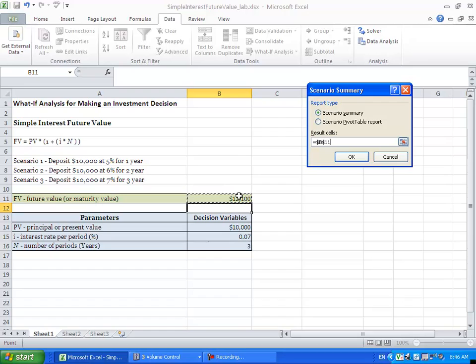This is extremely important. This is where most students make their first mistake. You must select the cell in which you've entered the formula. So right there is our cell, B11. And when we click OK, look what happens down here. Excel is going to build a new sheet in our workbook and create a model. So let's click OK.